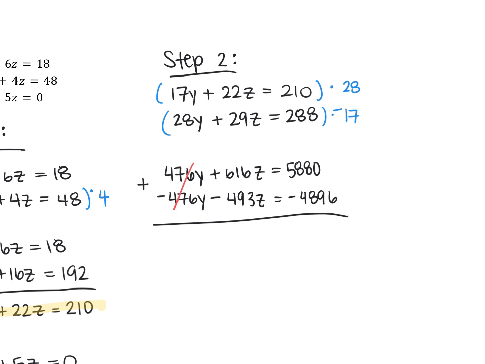So when I add, my y's are going to cancel, and we'll get 123z equals 984 divided by 123.